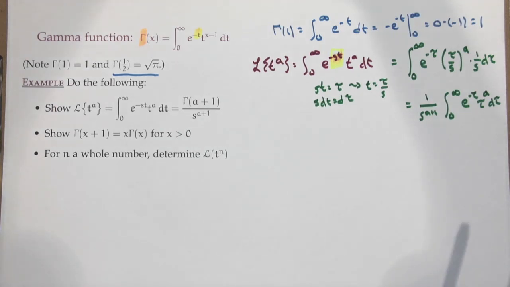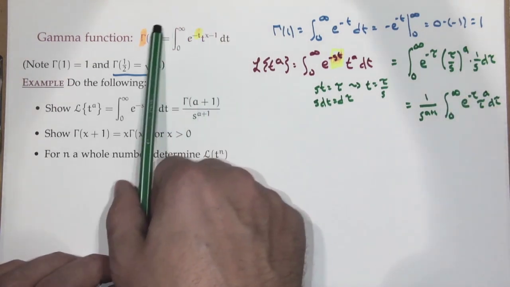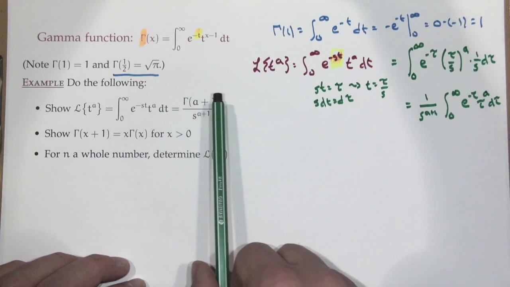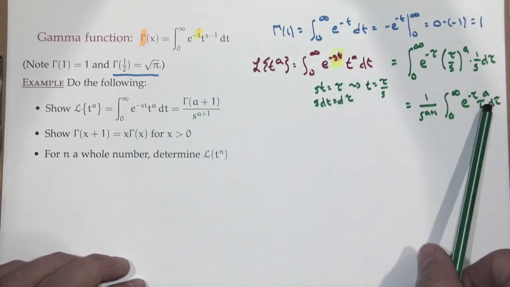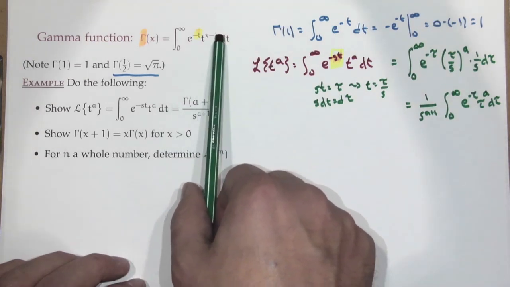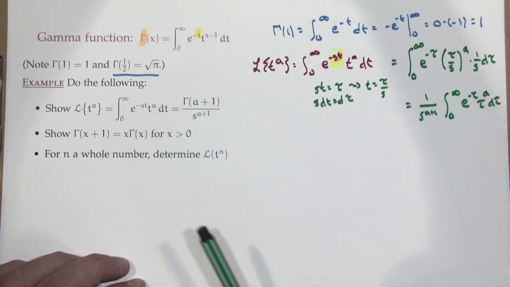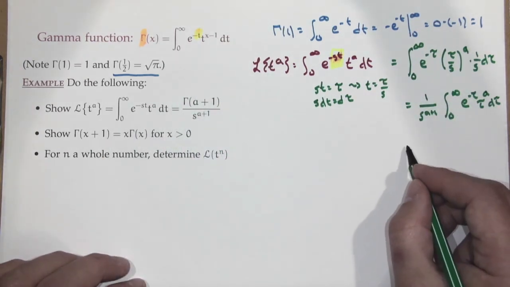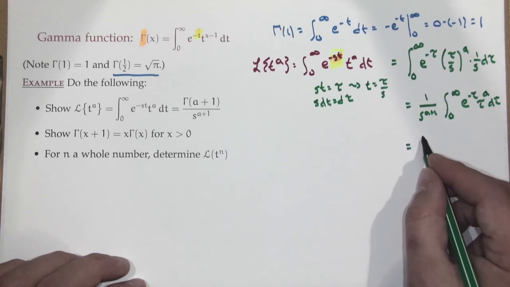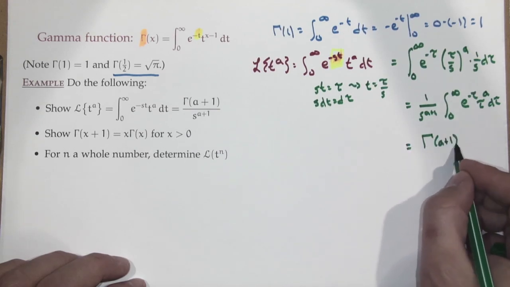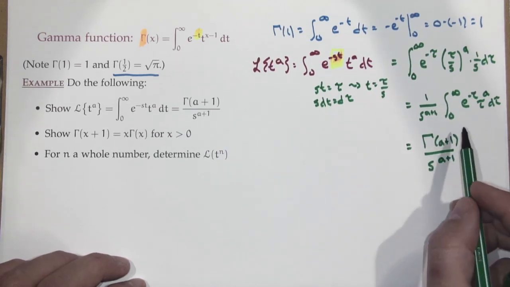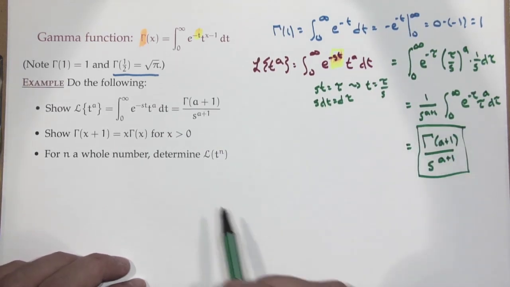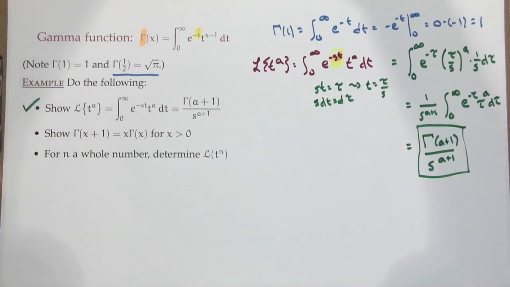Well, now we say, hey, that looks a lot like the gamma function. The only thing is, instead of x minus 1, we have a. So if I want x minus 1 to be a, what should x be? It should be a plus 1. So you have gamma of a plus 1 over s to the a plus 1. All right, so that's the show.